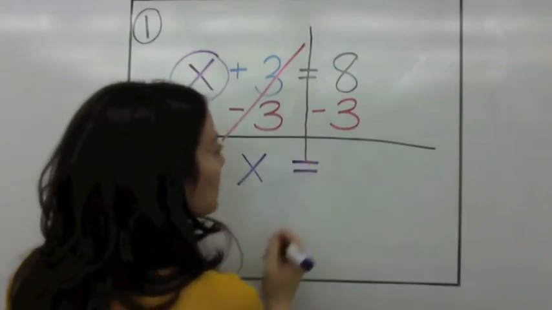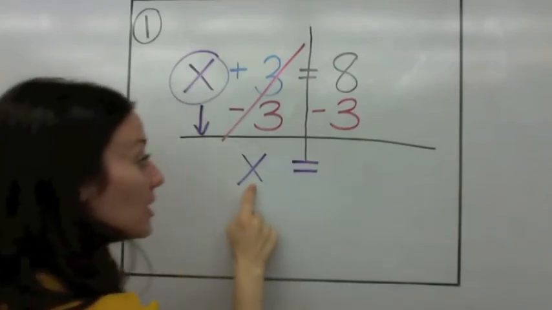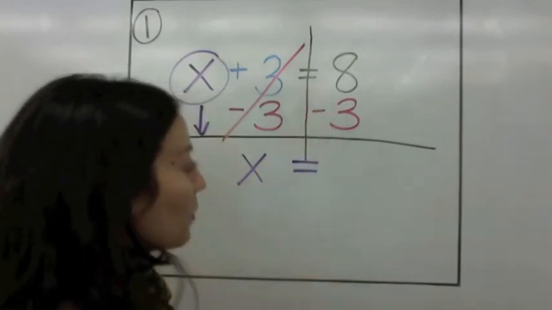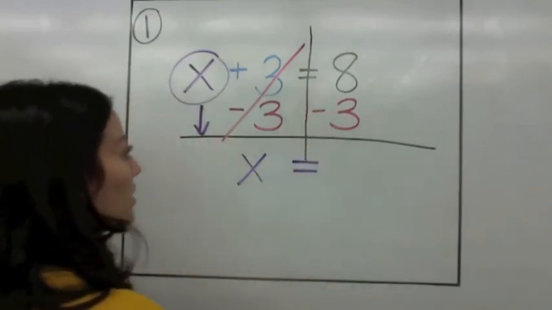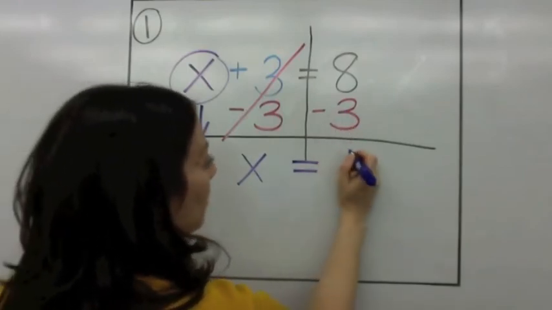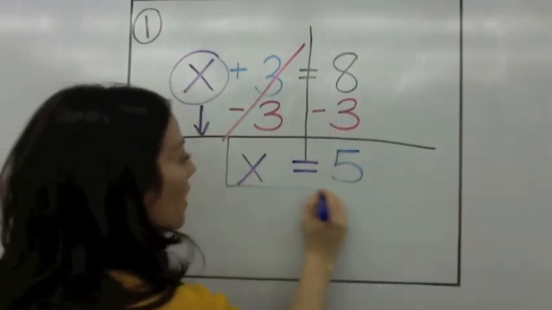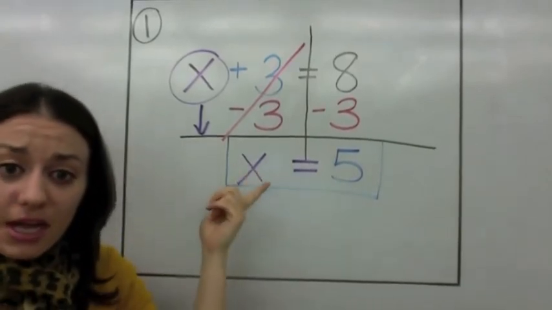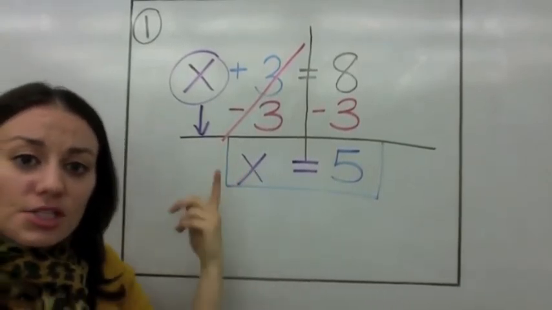Now, what does x equal? Because we're trying to figure out what is the value of x. So x is 8 take away 3. So what is 8 take away 3? We say 8, 7, 6, 5. So x equals 5.